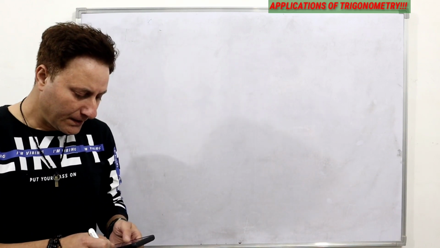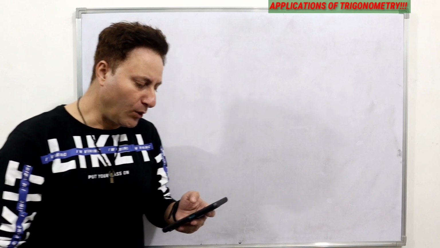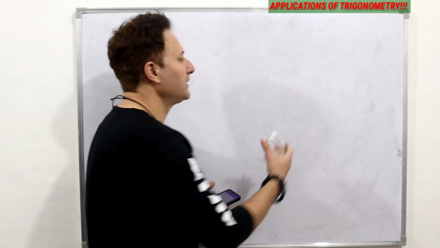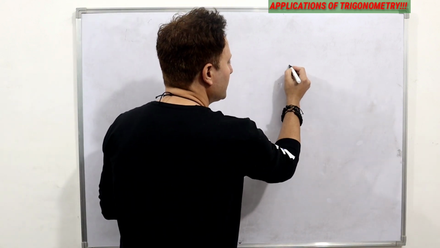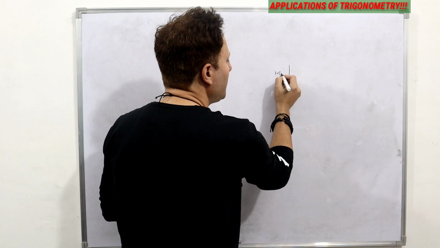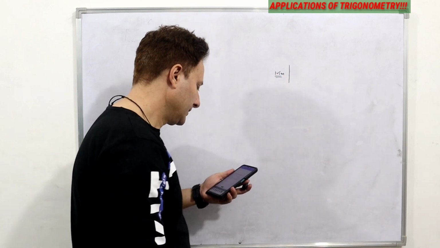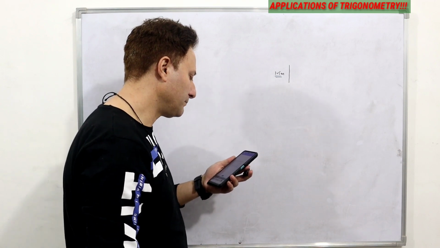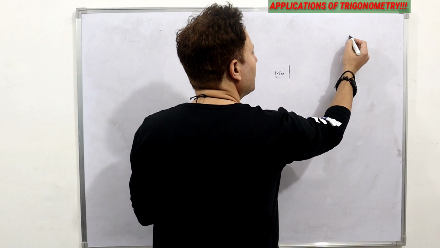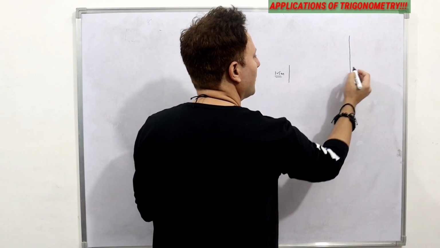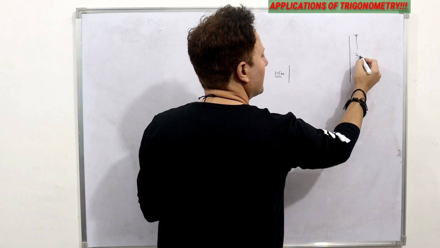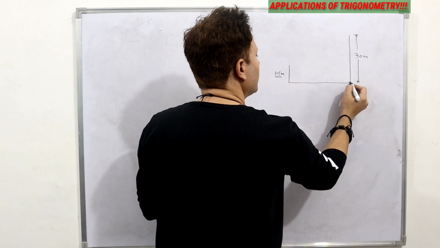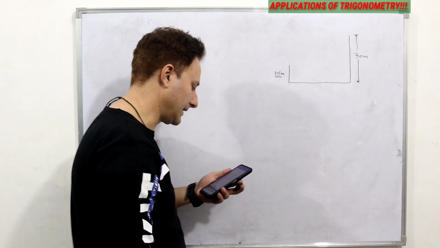It says a 1.5 meter tall boy is standing at some distance. So we have a boy and the height of the boy is 1.5 meter. Now, the boy is standing at some distance from a 30 meter tall building. So we have a building and that is 30 meter tall. So the building is here and the boy is standing at some distance. We don't know the exact distance.